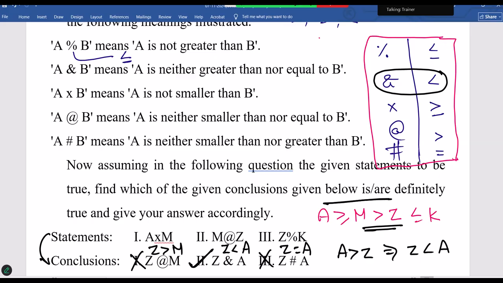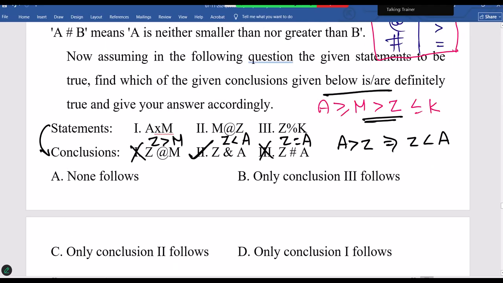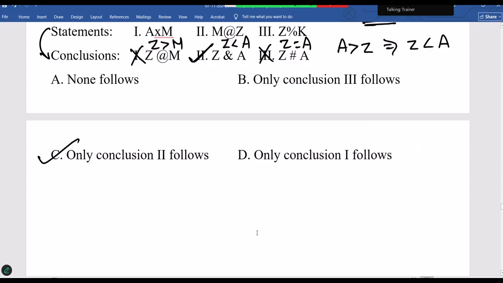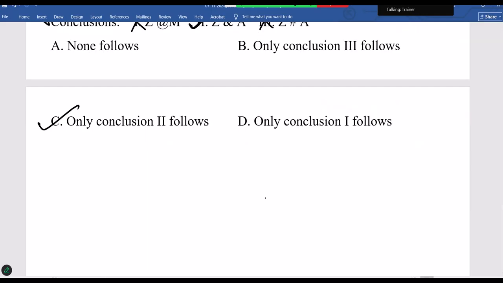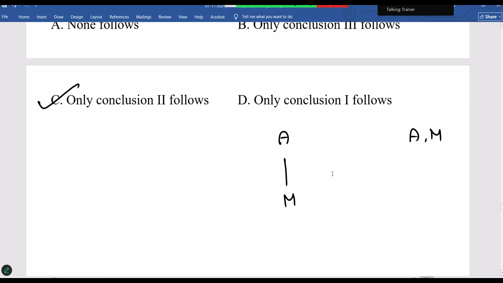Listen, from the statements, we decode all the symbols, find the link, and then decide whether the conclusion is correct or not. If you are still in a dilemma, you can draw the diagram. I am giving the answer: only conclusion 2 follows. But if you want to attempt it better, A is greater than or equal to M. A may be equal to M or A may be greater than M. Next, M greater than Z. M is greater than Z.